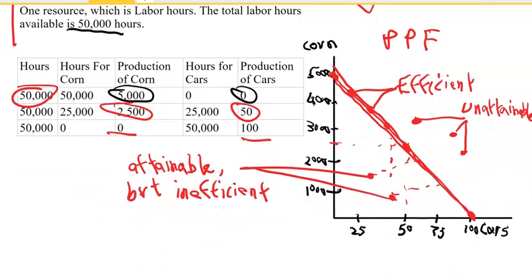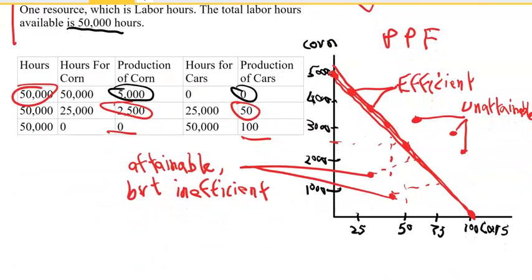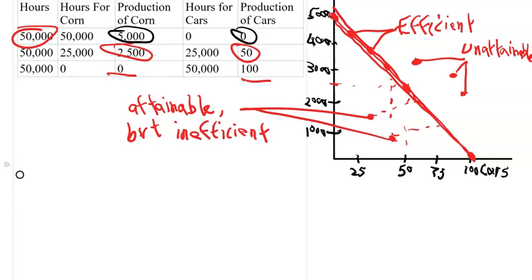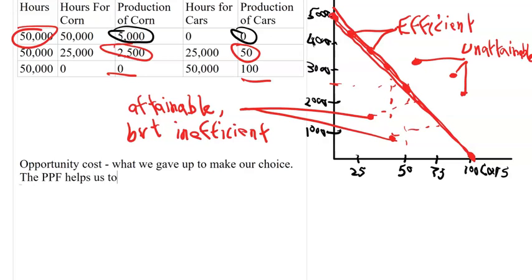Now the other thing that the PPF helps us to do is calculate opportunity cost. Now if you need to understand what opportunity cost is or need a brush up of opportunity cost, you can watch my video on it. There's a link of it below. But opportunity cost is basically what we gave up to make our choice. And so the PPF helps us to calculate the opportunity cost.